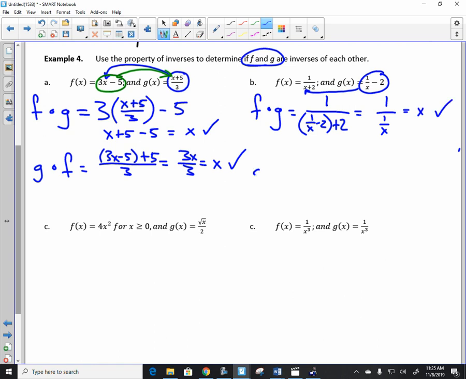If we compose them the other way, we get 1 over x plus 2 minus 2. What simplifies here first? Do you do the reciprocal or do you do the minus 2 first? Reciprocal, and we get x plus 2 minus 2.